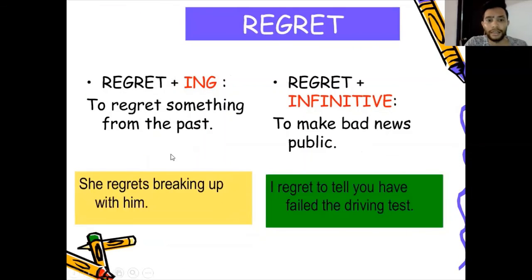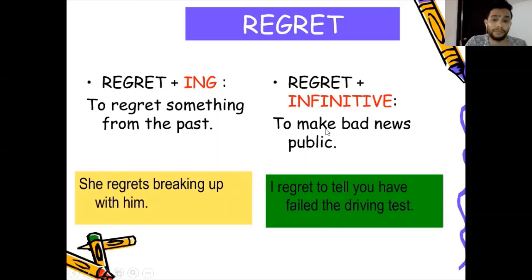Regret. In the case of regret, we have, with the ing version, it has a past intention, right? So to regret something from the past, like, she regrets breaking up with him. Ella lamenta haber terminado con él. Something in the past. But with the infinitive, it means to make bad news public. As I told you, after regret with to, something bad always comes. So I regret to tell you that you have failed the driving test. Something bad, a bad news, right?